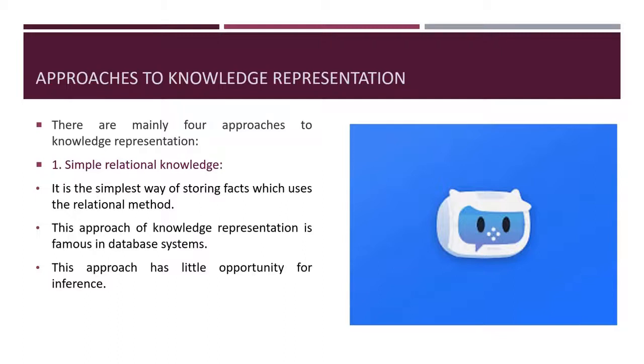And now the approaches to knowledge representation. There are four approaches. The first one is simple relational knowledge. It is a simple way of storing facts using relational methods, where each fact about a set of objects is set out in columns. This approach is famous in database systems, where the relationship between different entities is represented. This approach has little opportunity for inference.